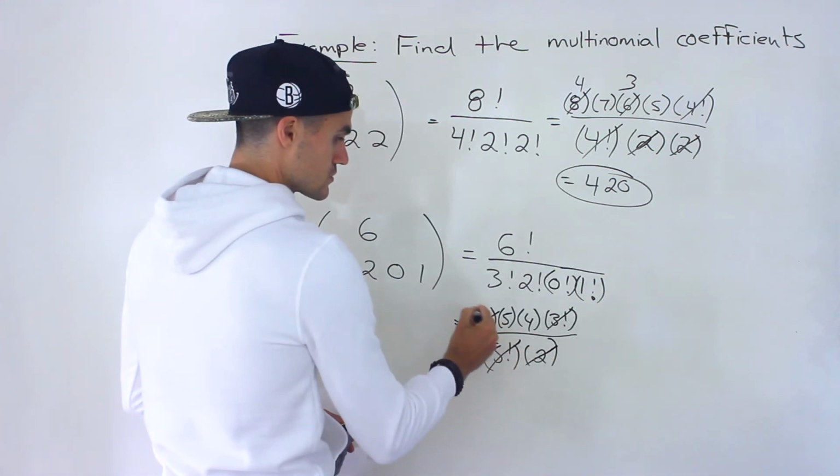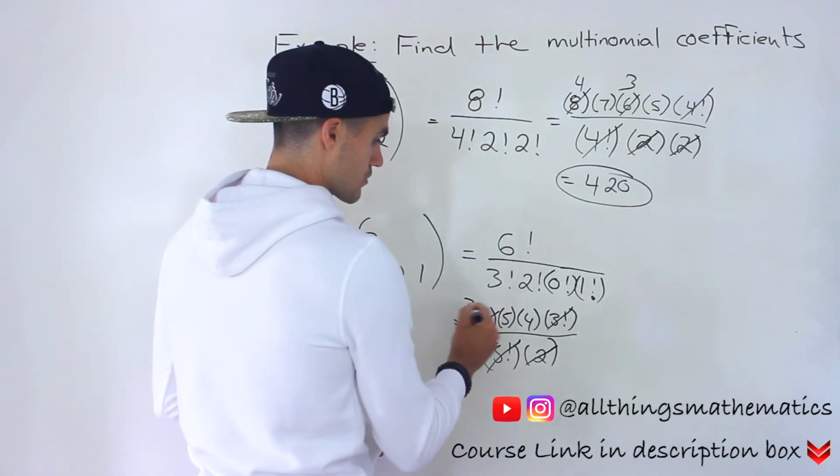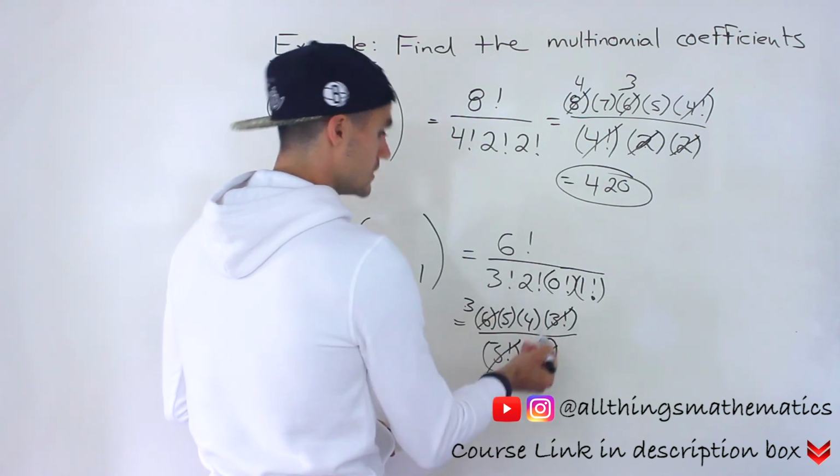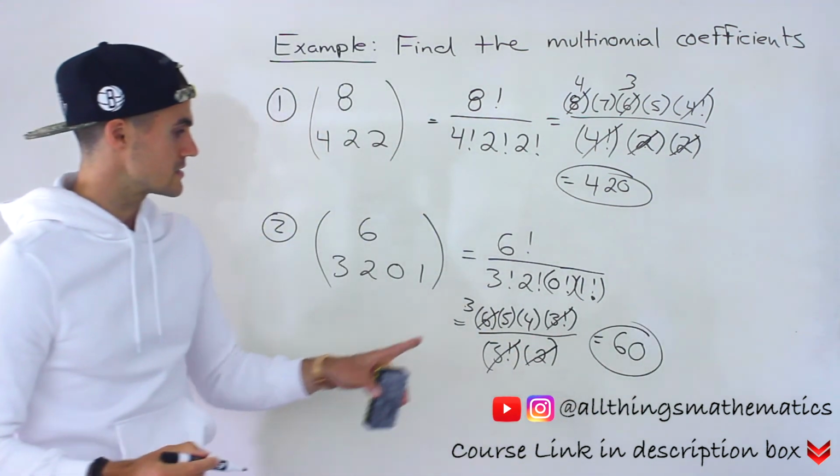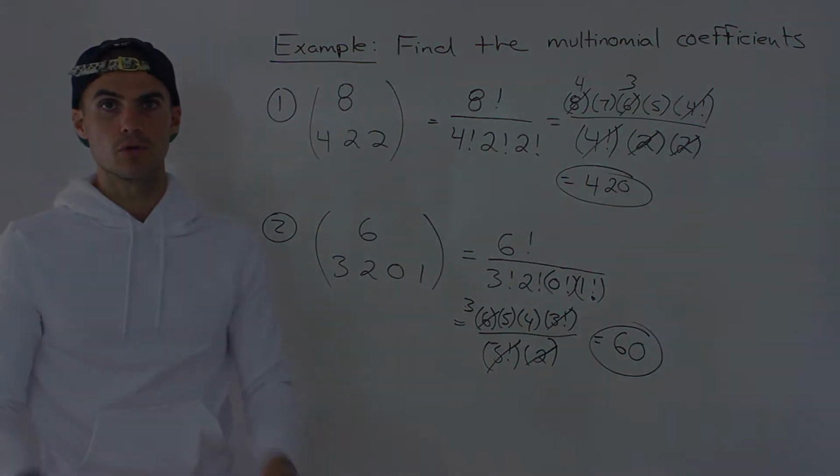2 goes into 6 3 times. 3 times 5 is 15. Times 4 gives us 60. And so that ends up being the answer to that multinomial coefficient.